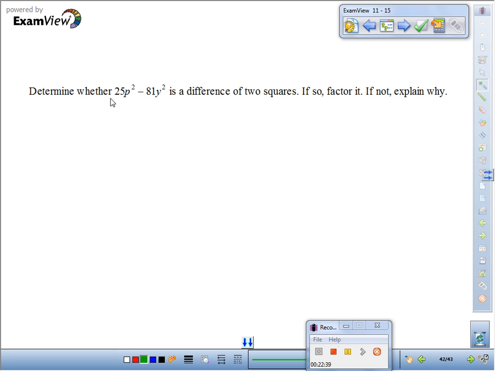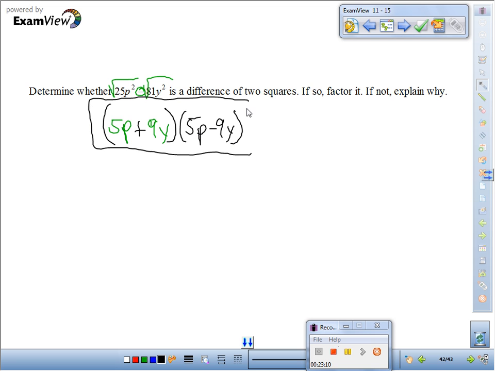Okay, so Luis says GCF is 1, so forget about it. So he's going to check for square roots. 5p, 9y, and it's a what? A difference. So these are squares, and it's a difference. So what are my factors? 5p plus 9y and 5p minus 9y. And we're done.